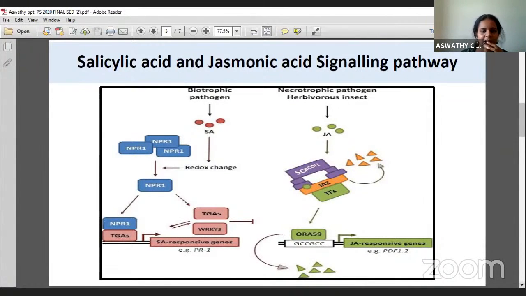In the case of the jasmonic acid pathway, during necrotrophic invasion, jasmonic acid gets synthesized and it combines with coronatine insensitive 1, COI1. The function of coronatine insensitive 1 is to degrade the JA responsive gene repressor called JAZ. After the degradation of the JAZ repressor, jasmonic acid responsive genes get activated.